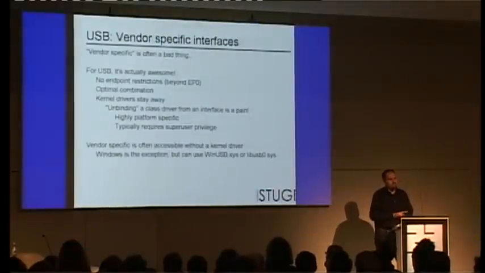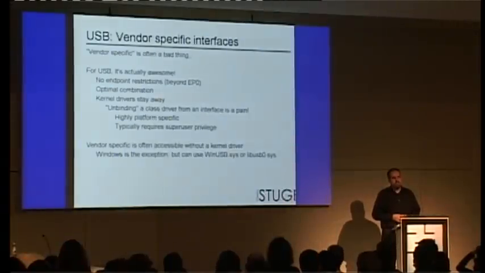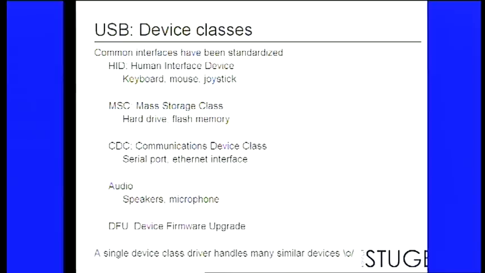Then there's the exception: vendor-specific interfaces, and I really like these. Now, vendor-specific is a lot of times really a bad thing. It's difficult to deal with, a hassle, and not really something you associate happy thoughts with. But for USB, I think it's actually awesome, because there are no endpoint restrictions on the device beyond endpoint zero, of course. All these device classes specify exactly which endpoints should be there, what they should communicate, and what their limitations are.